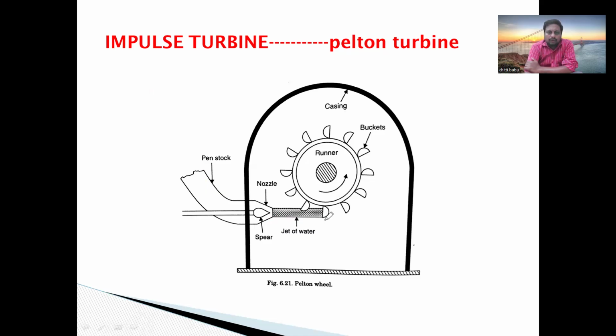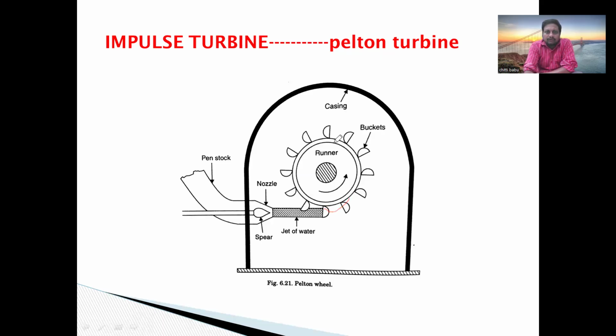Here, the shape of the vanes will be cup or hemispherical, with a symmetrical axis. The jet of water will be striking on this midpoint, particularly this midpoint. The angle of deflection may be 150 to 165 degrees. So it will be hitting the symmetrical axis. This jet of water will be striking on the buckets, on the vanes.